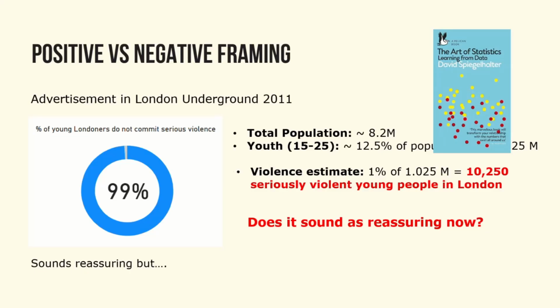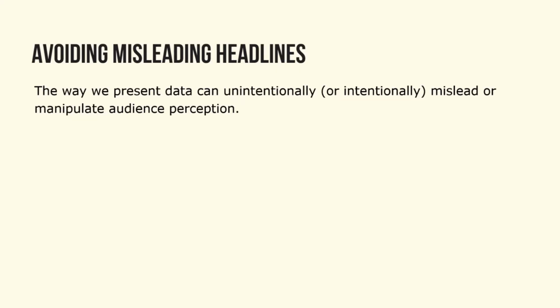This is from this fantastic book, The Art of Statistics, Learning from Data. It opened my mind in various ways, and that's why, as I said, it gave me the idea to create this session. Now we can see that the way we present data can unintentionally or not mislead or manipulate the audience. So how can we avoid misleading headlines?